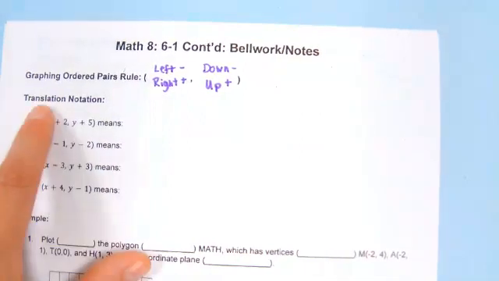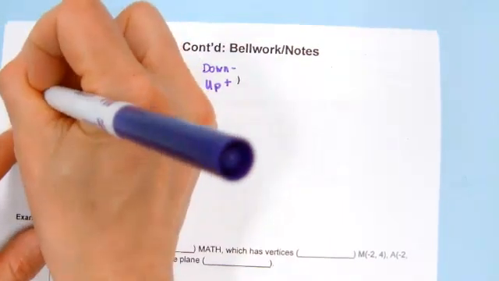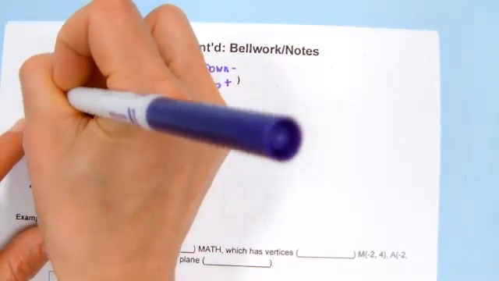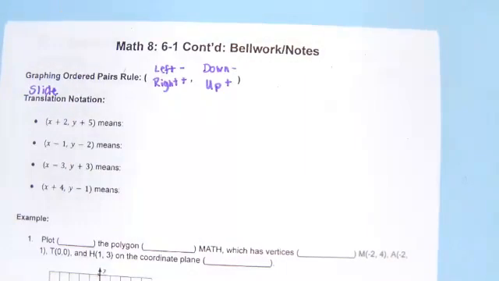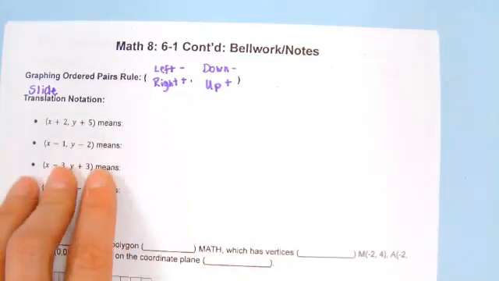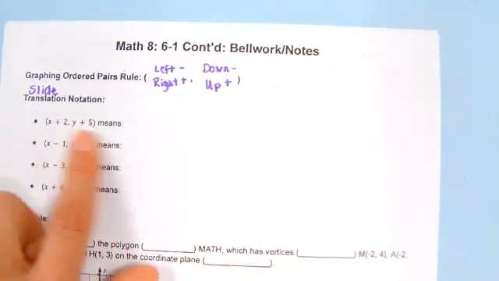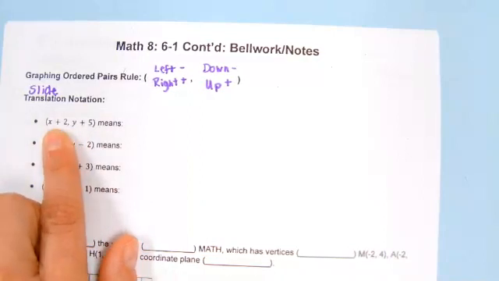Now, translation, remember, means that we're going to slide a figure. Okay, and so what we want to do is we can slide it left, we can slide it right, we can slide it up or down, or we can do a combination. And yesterday we did it all in words, but today this is the translation notation without words.